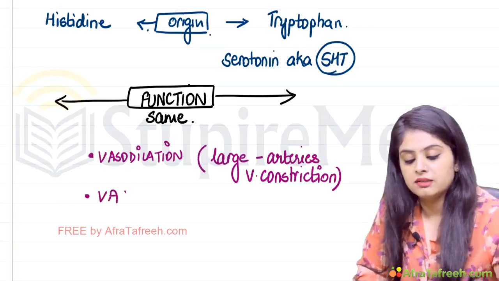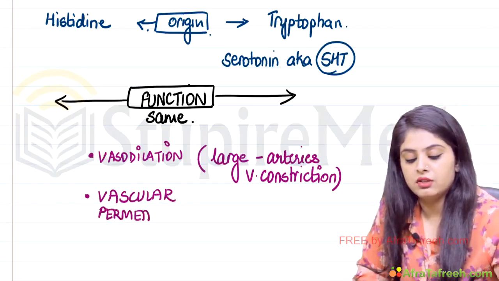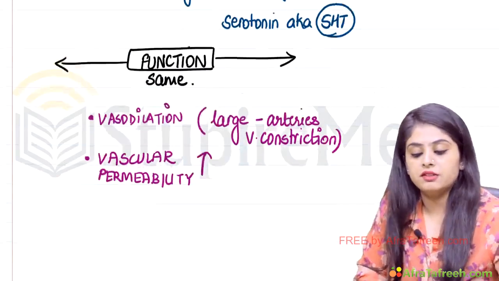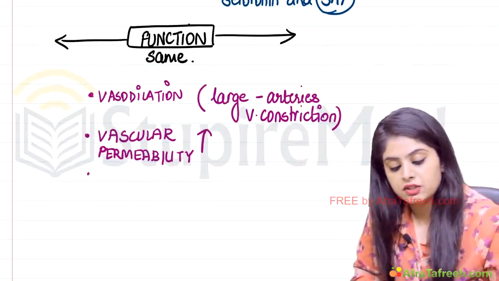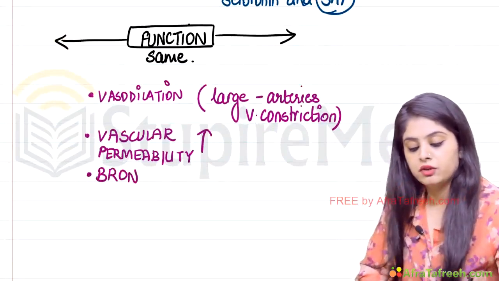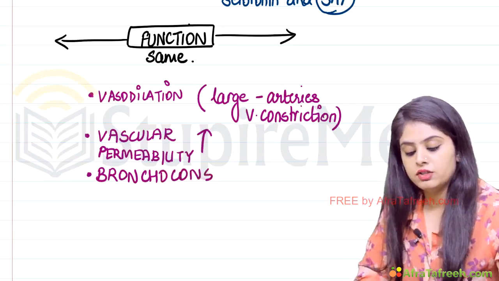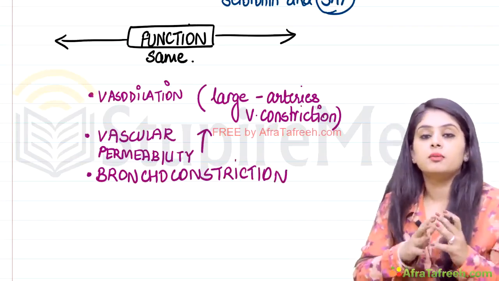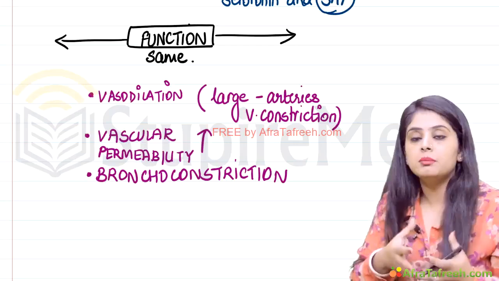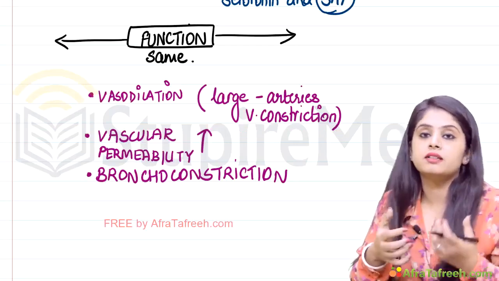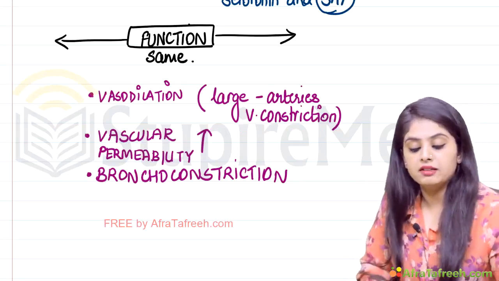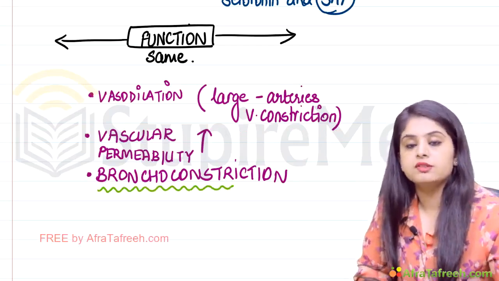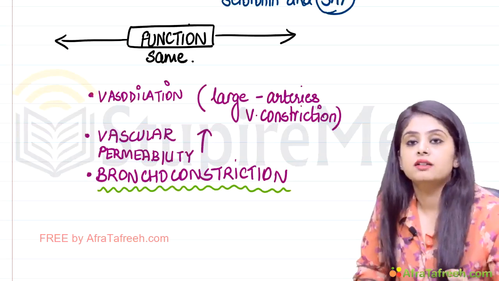The next function is that it is going to increase the vascular permeability. Histamine and serotonin both increase the vascular permeability. And the last function is that it is responsible for bronchoconstriction. A very important point that we have over here, students. Now we know that for a person with asthma, you must have read multiple times that the underlying etiological mediator is histamine. Now you need to put that to practice. Histamine causes bronchoconstriction. That is why it has a role in asthma.